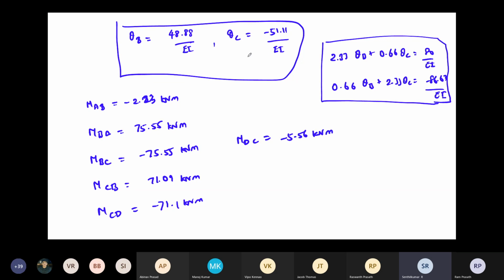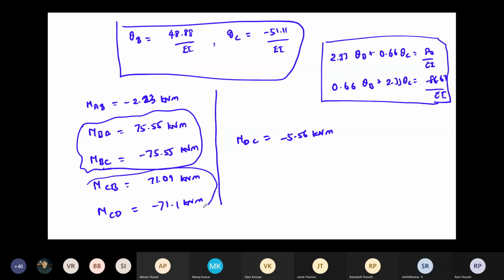So substitute theta b, theta c in all the moment values and you will get the answers. To check whether your calculation is correct or not, at the joint B, summation of moment should be equal to 0, right? So MBA plus MBC is 0. At the joint C, summation of moment should be equal to 0, right? It is 0. Find it? So based on that, you can check whether your answer is perfect or not.